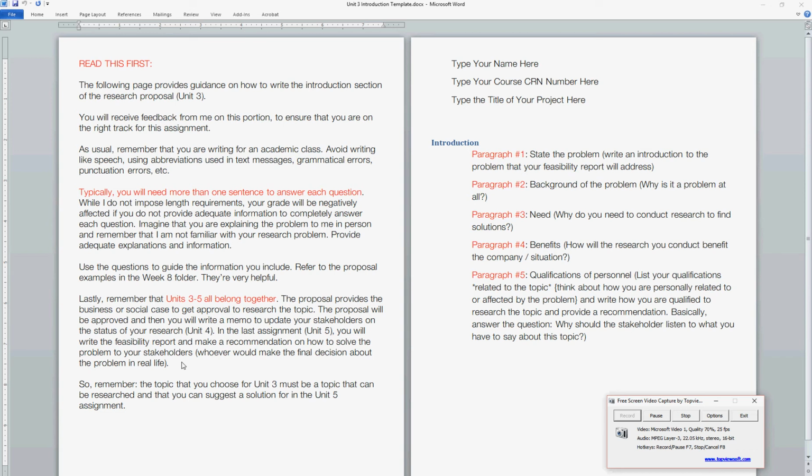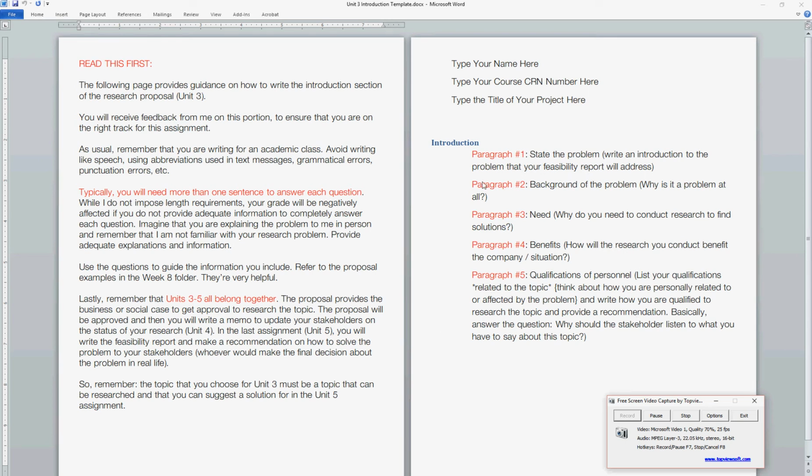In the feasibility report is where you're going to A, let them know what you find out, and B, give a recommendation. So at this stage of that process, you're writing a proposal to let them know that it is a problem, why it's a problem, why they should care about it, and why they should allow you to research this problem and find out the answer. So that's basically what we're going to cover in the introduction.